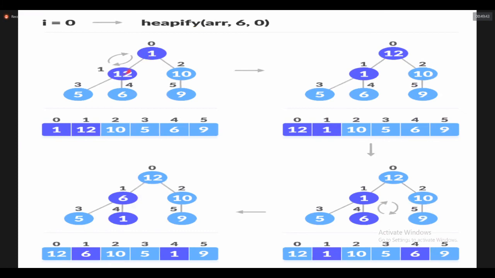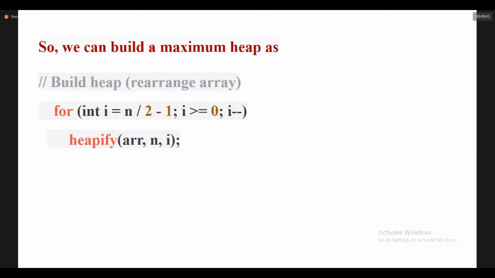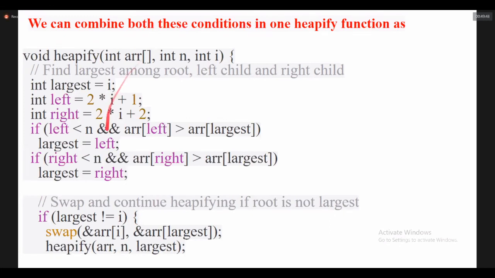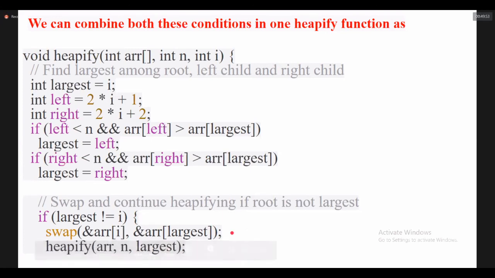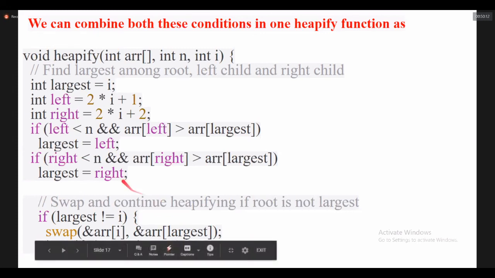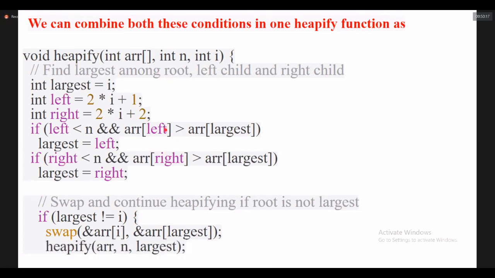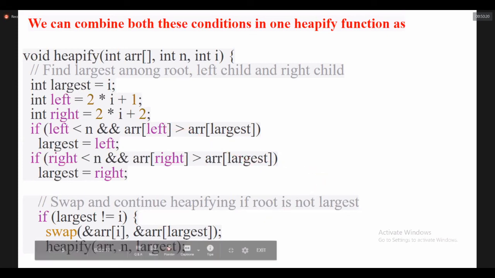So this is swapped. After swapping, see the code here. After swapping, it again calls the heapify function with array, same size, and largest. What is the largest here? Left value is the largest. So what is heapify calling? With array name, size value, and largest, which means the left value, in this case 1. So it calls the recursive function again. This process continues until it reaches the end. Got the point?